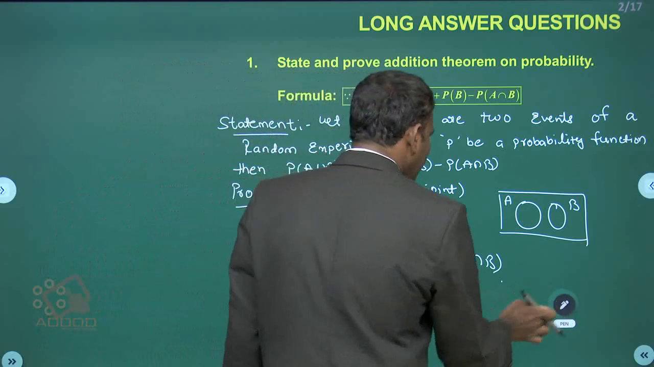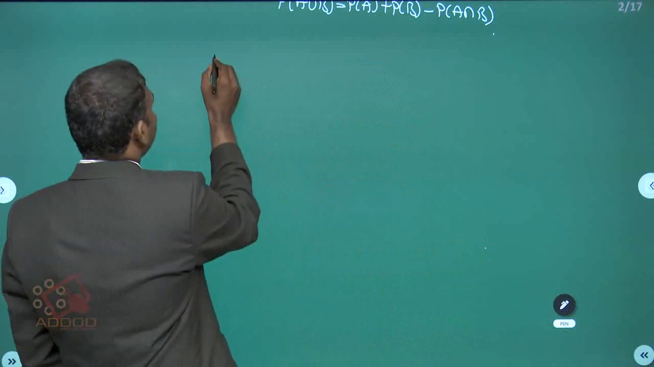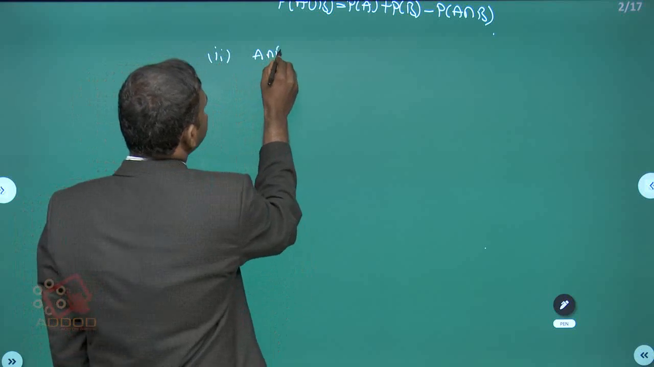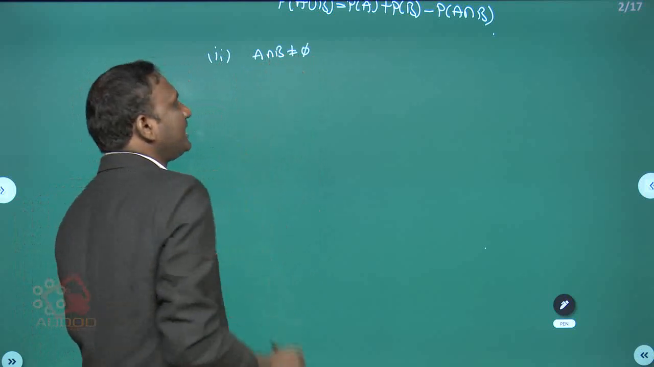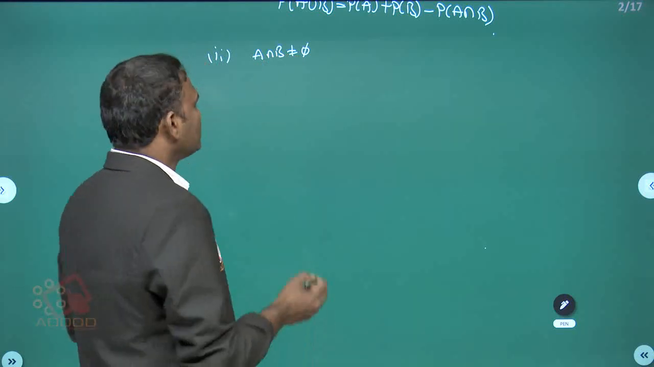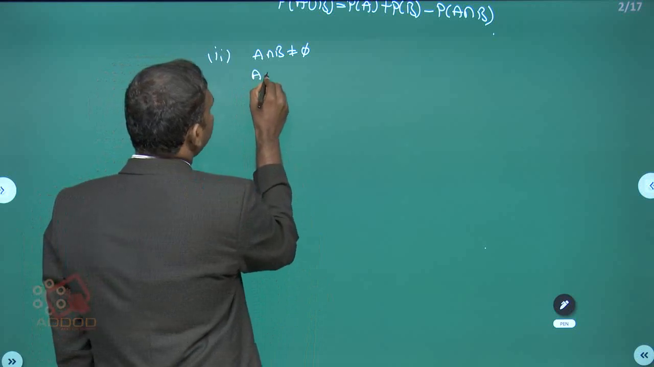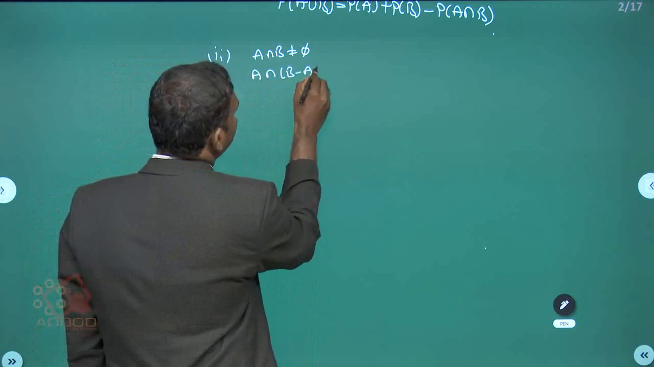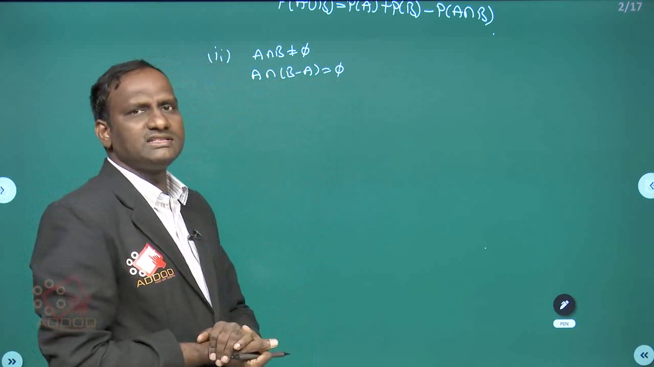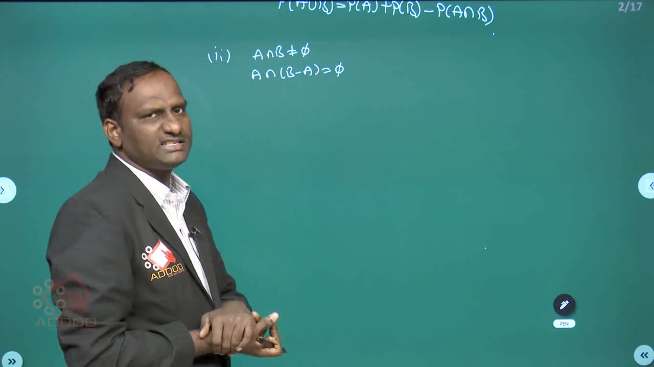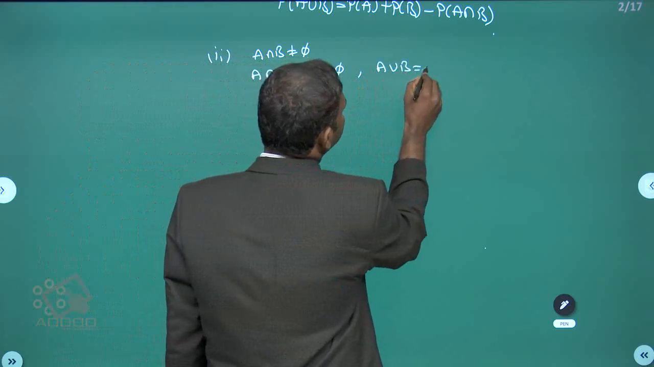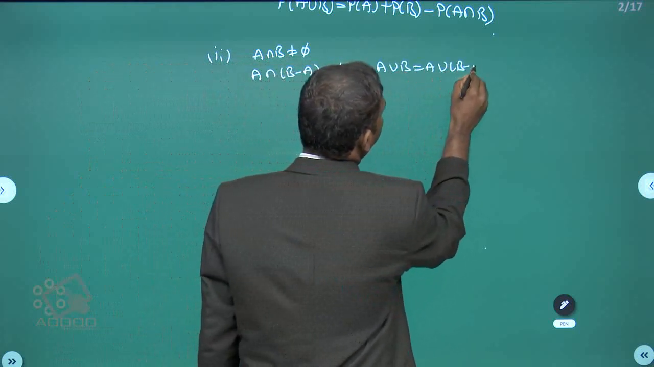Now go for case 2. Here, in the second part, A intersection B is non-empty. For this, A intersection B minus A is equal to empty. In the sense, only B minus A. Next, A union B is equal to A union B minus A.